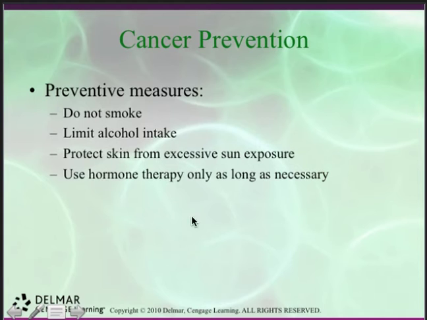So what are some preventative measures? Well, don't smoke, limit your alcohol intake, protect your skin from excessive sun exposure, and use hormone therapy only as long as it's necessary. One of the things that hormones do is that they can go right through cell membranes because they are extremely nonpolar molecules, so that the membrane of the cell doesn't present a big barrier to them, and then they pass very easily with the help of their receptor inside the cell into the nucleus. And they can produce changes in the regulation of genes that can promote cell division.